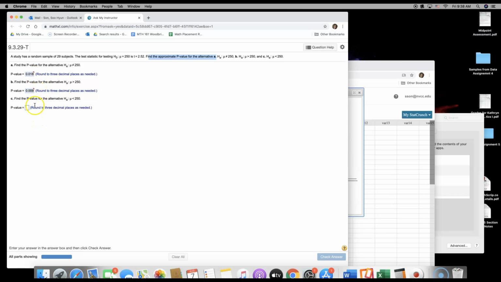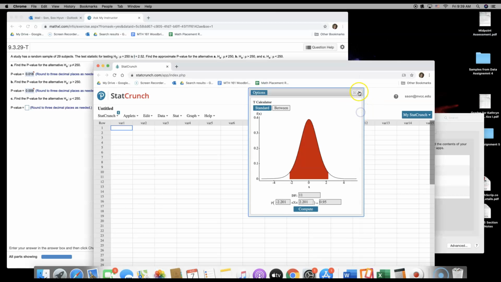So C, find the p-value when the alternative HA is saying that mu is less than 250. When the alternative is mu is less than the mu naught value, then we have to find the left tail probability. It's just setting the symbol to less than or equal to in our T calculator. Remember, this is a T test statistic, not Z, so we're not going to use normal, but the T calculator.